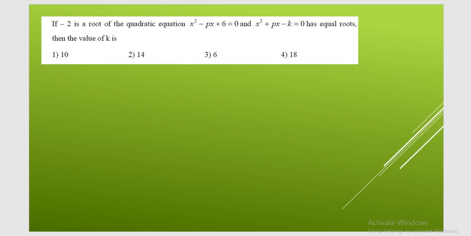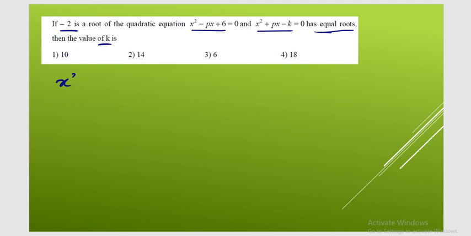Next, moving on to one more question. So here what he has given, minus 2 is a root of this particular quadratic equation, and x square plus px minus k has equal roots. So here two particular conditions are given. From that we need to find out the value of k, right? For the first quadratic equation he said minus 2 is a root, and for the second quadratic equation he is saying that it has equal roots, right? So let us take one by one.